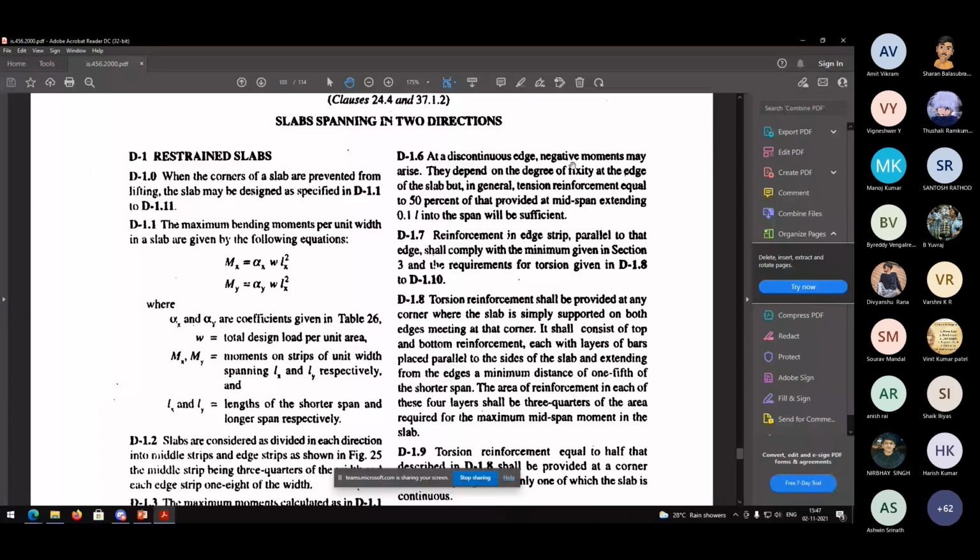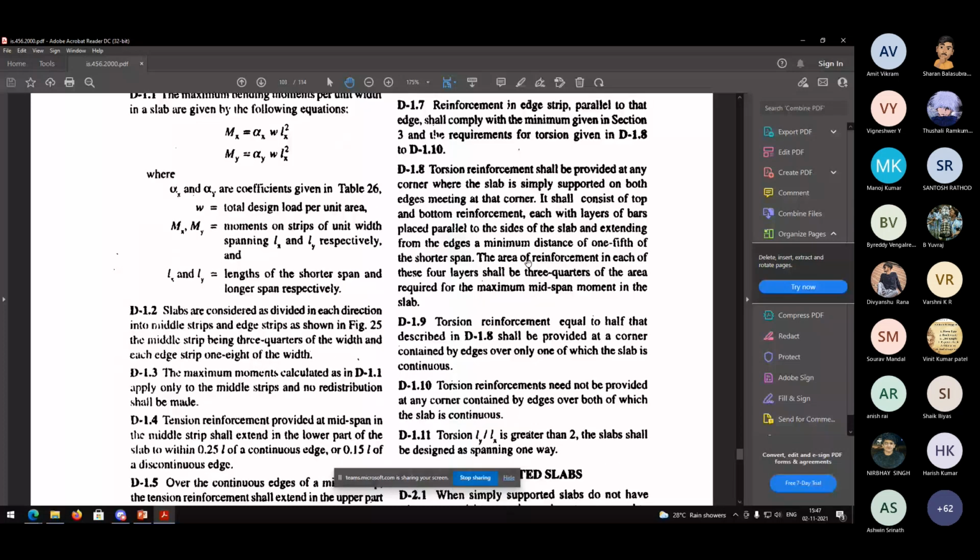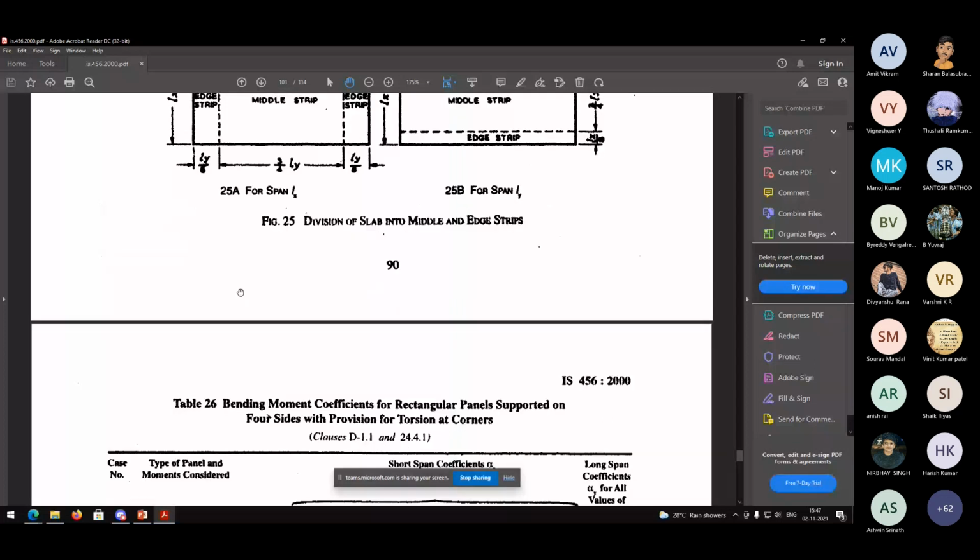The torsion reinforcement I've already talked about. Over 1/5 of the short span direction, you give top and bottom layers of 3/4 of the area of positive moment reinforcement. Okay, so this is where I took that figure from. This is the main thing, the table which you're going to use.